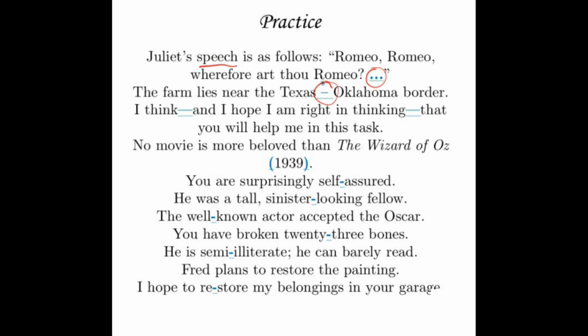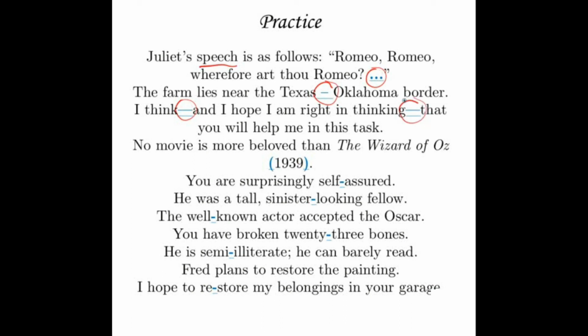Second sentence, the farm lies near the Texas-Oklahoma border. Here we include an en dash because we're talking about two entities of equal importance and we're connecting them with that little mark. Next sentence, I think and I hope I am right in thinking that you will help me in this task. Well, we took a little tangent in the middle of that sentence, didn't we? A somewhat emphatic one. So we set it off with a pair of em dashes.